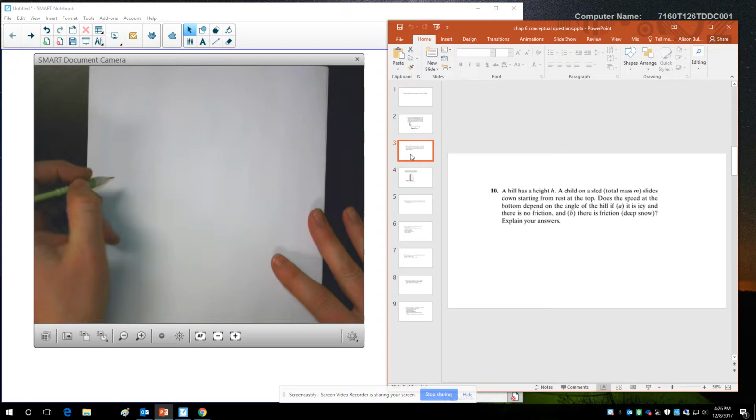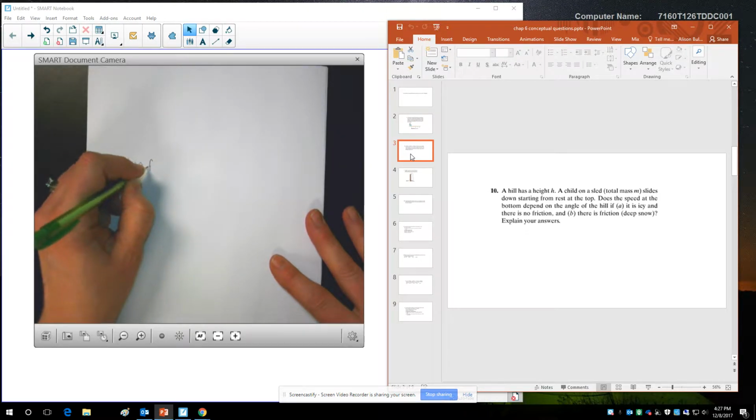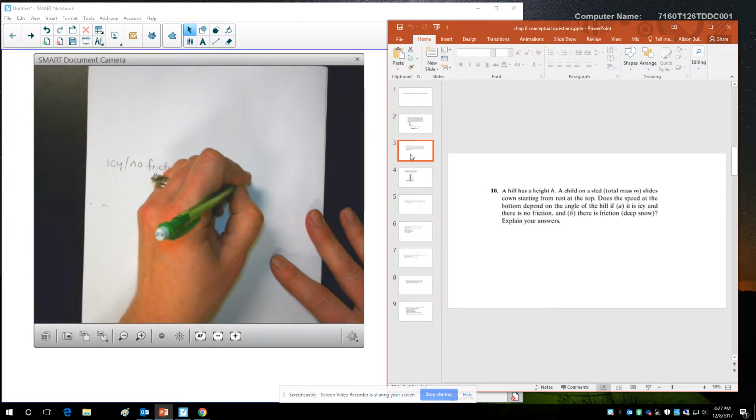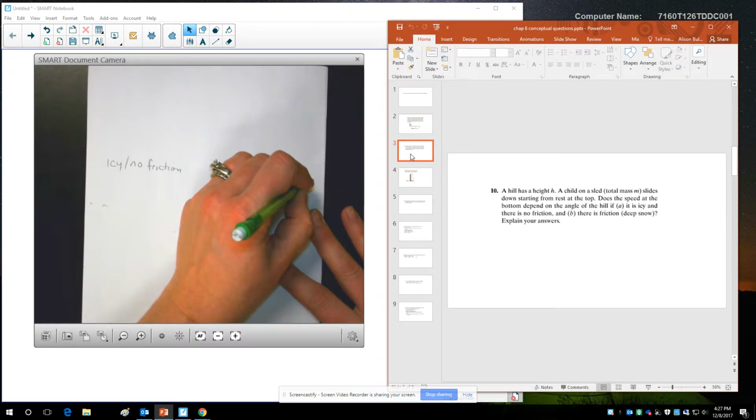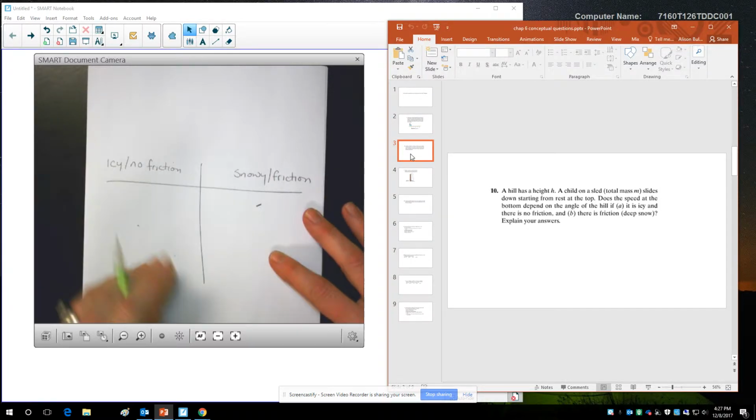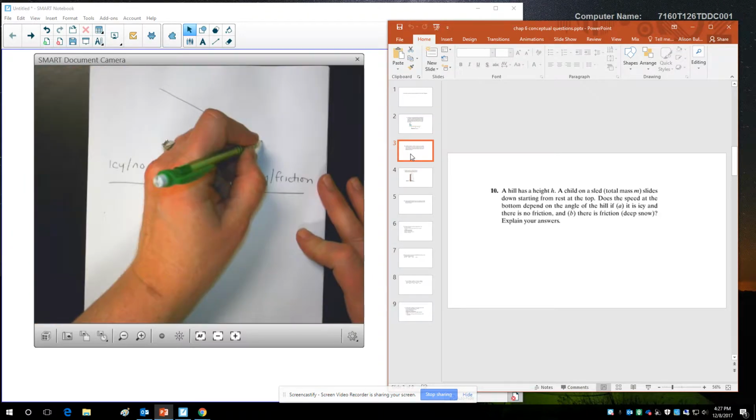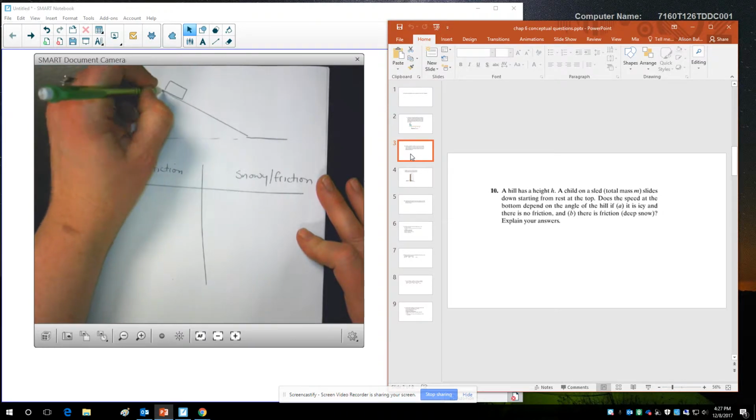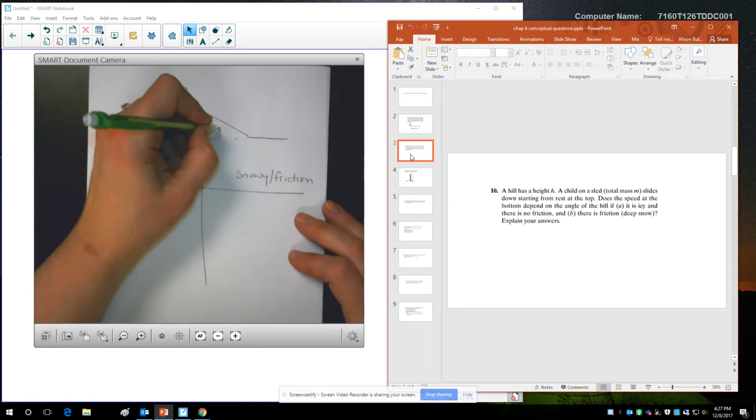We have icy, no friction, versus snowy, frictiony, right? Okay, and so in all cases, we have a kid sliding down a hill. I'm not going to try to draw a kid on a sled, but total mass m, right? Kid plus sled, total mass m, hill angle theta.